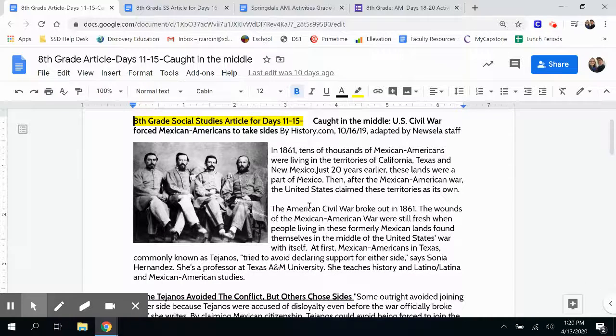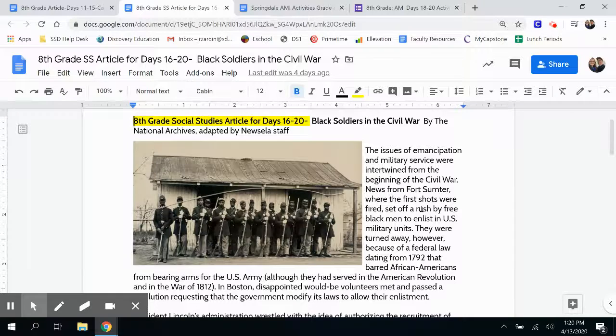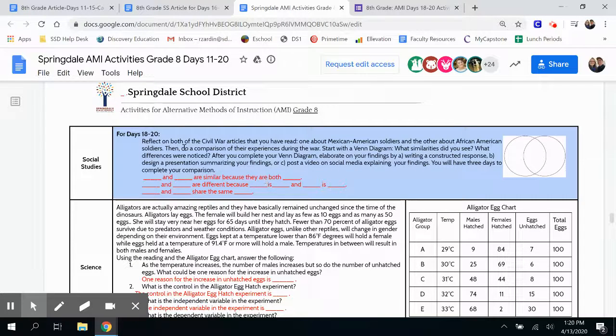So that's why this is kind of a big assignment, or at least that's why it's 3 days worth of an assignment. Because in order to get enough information for this assignment, you have to reread this article, right, for days 11 through 15, and this week's article. Okay, so you're going to be synthesizing or pulling information from both articles in order to completely answer this question. Okay, so what this question is asking is to do a comparison of their experiences, so of Mexican American soldiers' experiences and of African Americans' experiences during the Civil War. They suggest that you start with a Venn diagram. What similarities do you see? What differences do you notice?